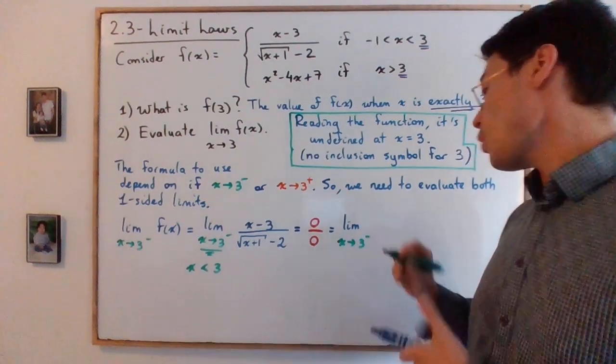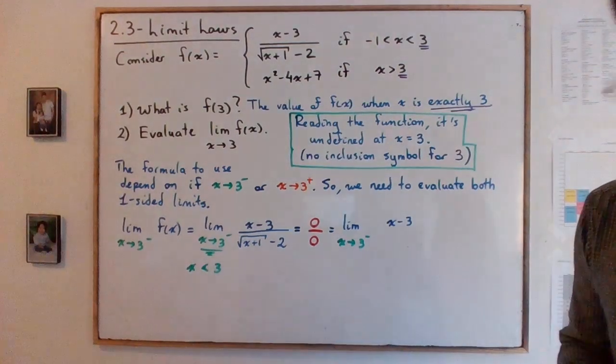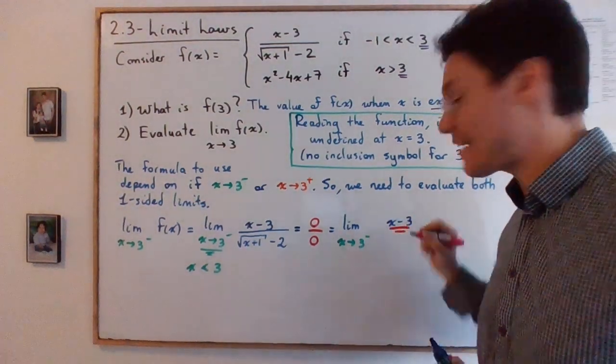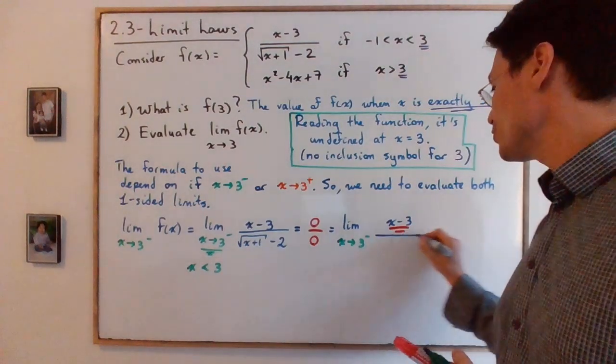Now, at this point, first see that x minus 3 is the problematic factor. So we're kind of happy. We don't have anything to do at the top. What we have to do is at the bottom.